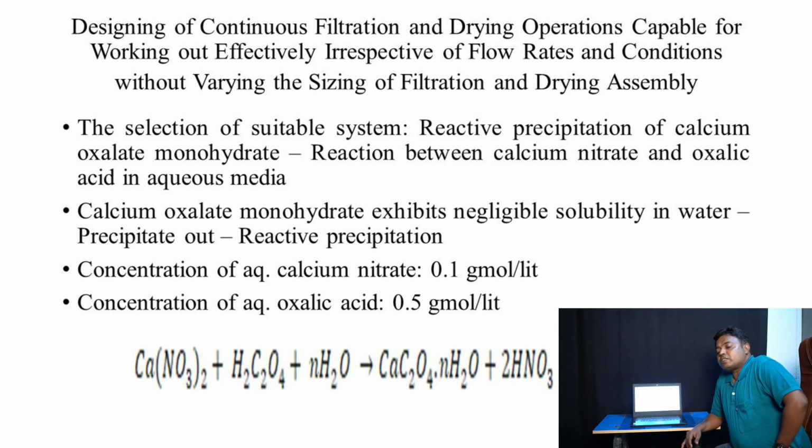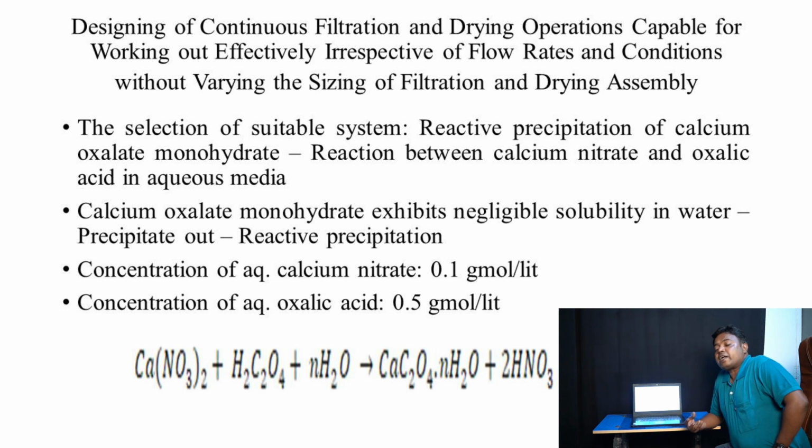The system which we have selected is the filtration and drying of calcium oxalate. The calcium oxalate gets formed from the reactive precipitation between calcium nitrate and oxalic acid. It is an ionic type of reaction, and calcium oxalate exhibits negligible solubility in water, therefore it gets precipitated out instantly, so it is a reactive precipitation type of reaction.